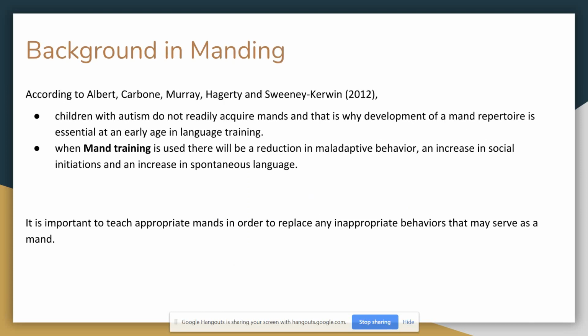Background in Manding. Manding is essentially requesting for desired items. Background research has shown that MAN training is directly related to decreased maladaptive behavior and increased social initiations.